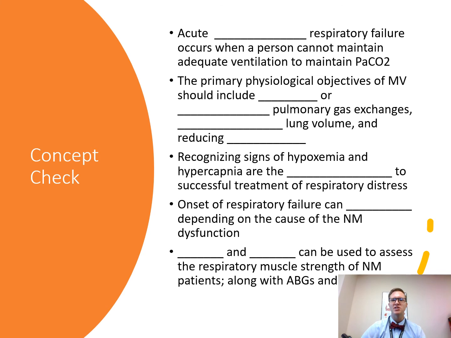And then finally, especially with patients that have neuromuscular issues, the MIP, maximum inspiratory pressure, and or vital capacity can be used to assess respiratory muscle strength. The other thing here is we can also get baseline ABGs or periodic pulse ox measurements that can help manage these patients as well. But the MIP and the VC are really going to tell us about the strength of those muscles.